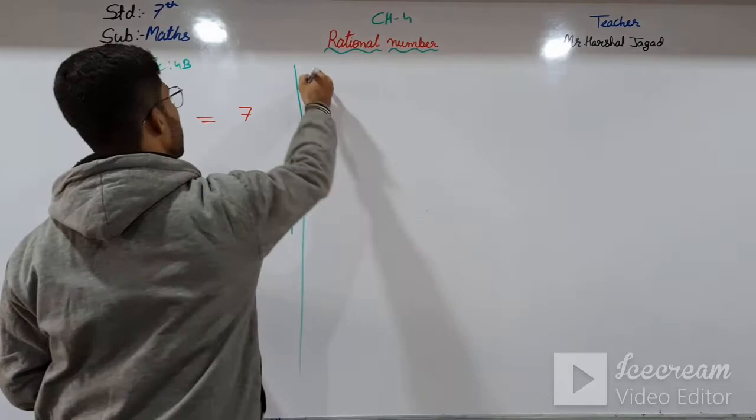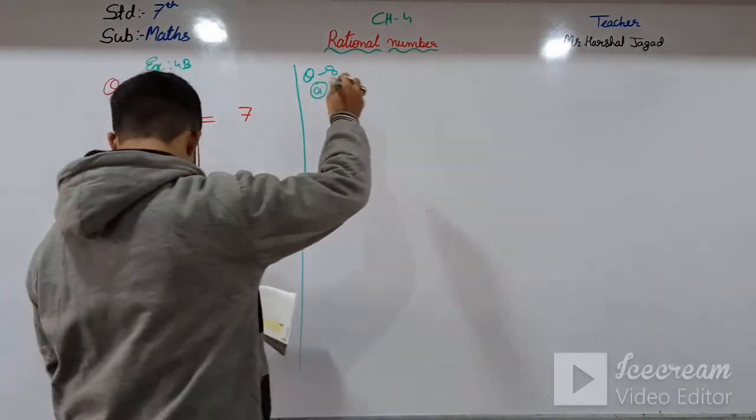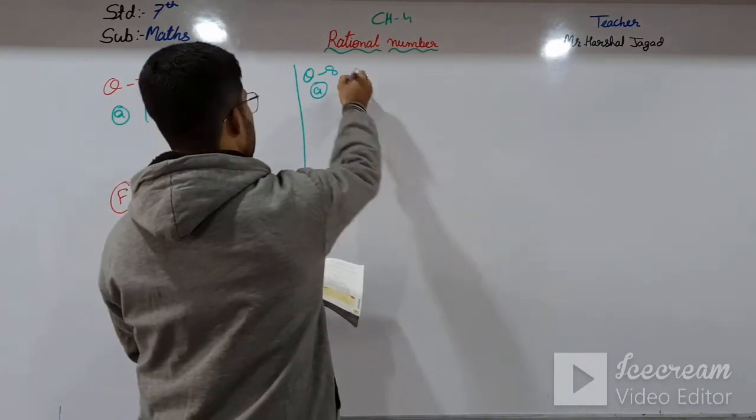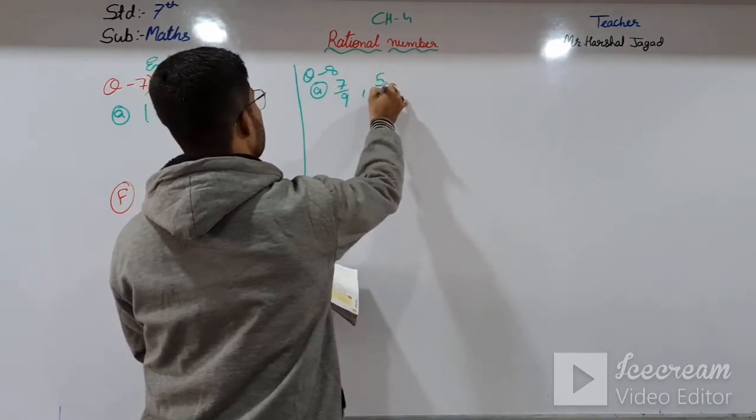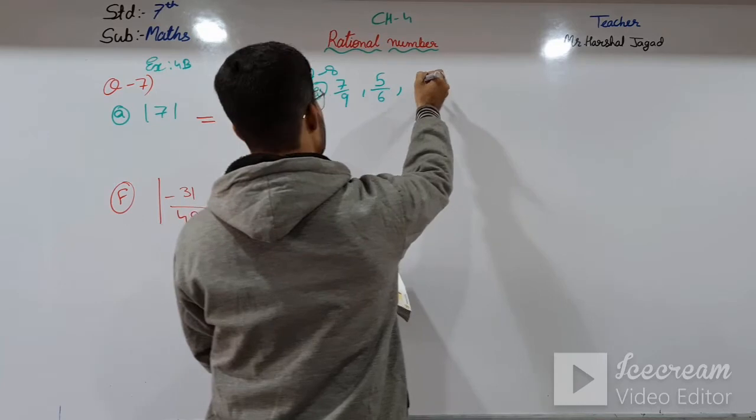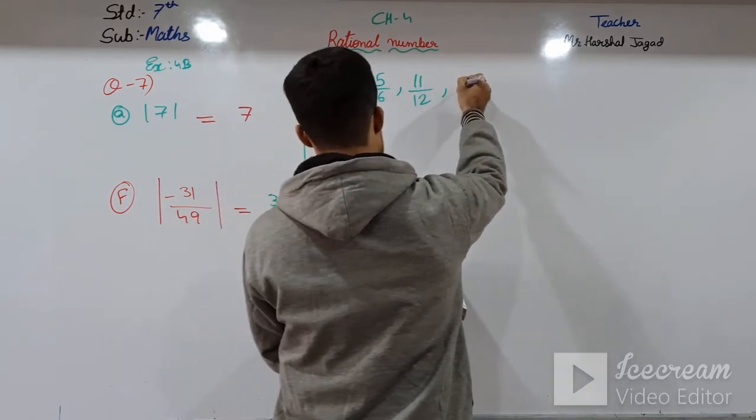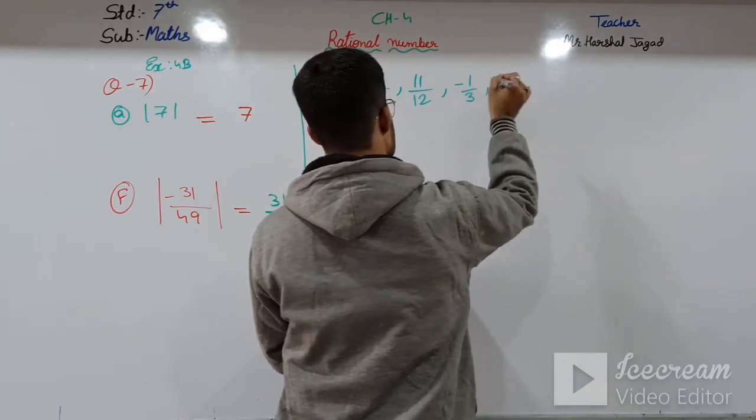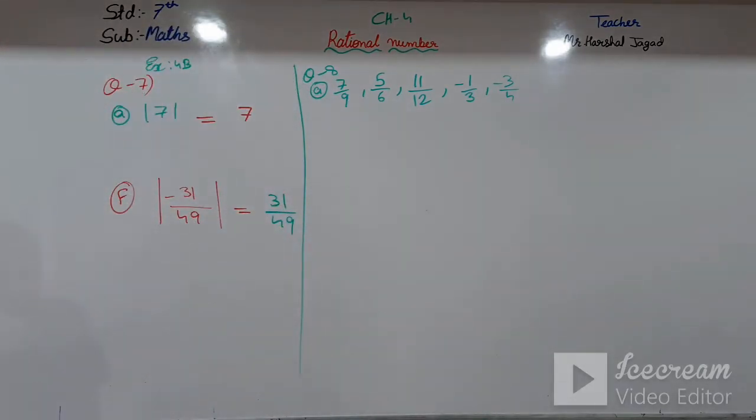Question number 8. A, that is to be done in ascending order. So what I am doing is 7 by 9, 5 by 6, 11 by 12, minus 1 by 3, minus 3 by 4. This we have to do in ascending order. Let us do that.